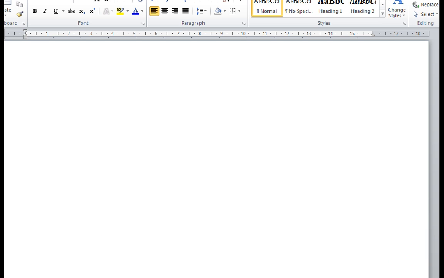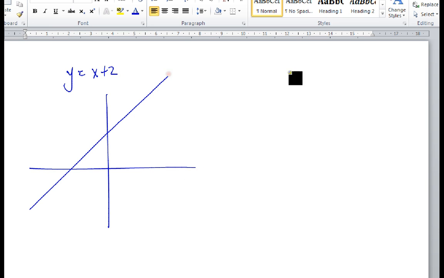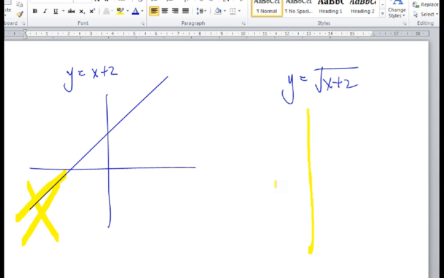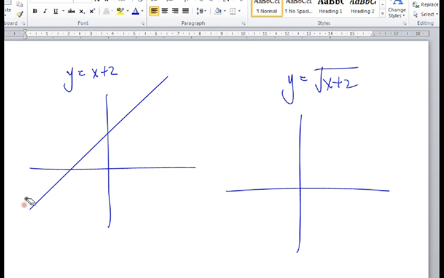Now, can I have attention? So now, if I have y equals x plus 2, how do I deduce y equals square root of x plus 2? Now, step 1, we all like step-by-step guide. I eliminate this part. I can't take square root of negative values. So my graph only exists for this portion.